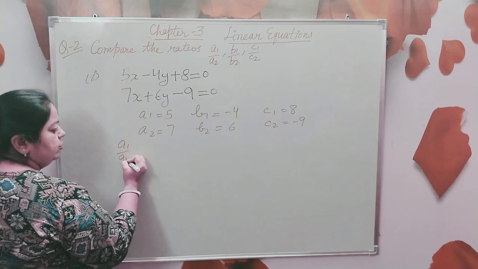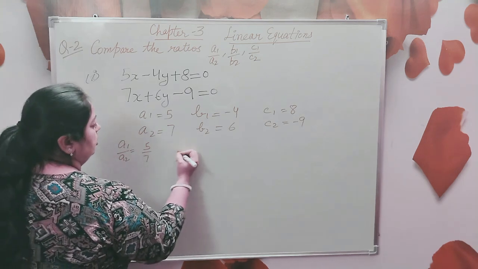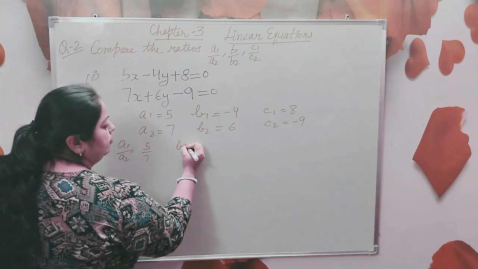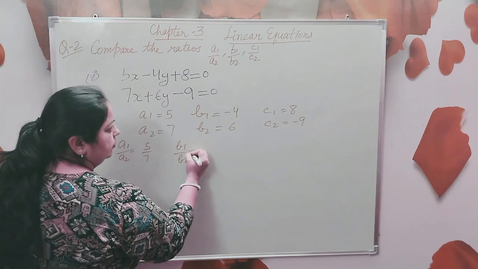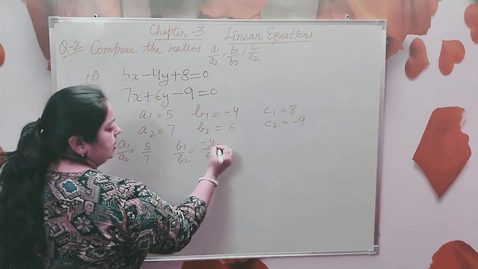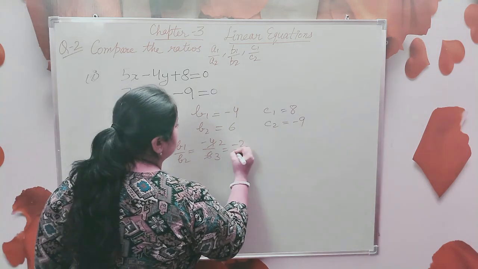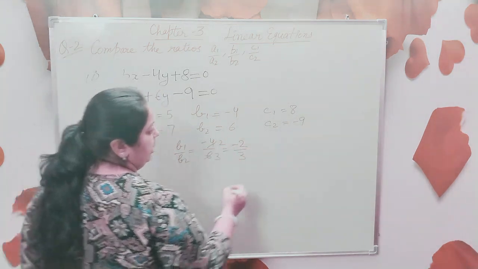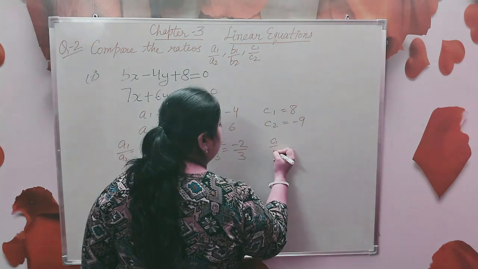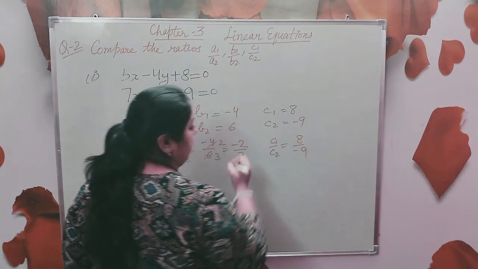a1 upon a2, 5 upon 7. Next is b1 upon b2, minus 4 upon 6. So it gets cut, and here we will have minus 2 upon 3. And next c1 upon c2 is equal to 8 upon minus 9.